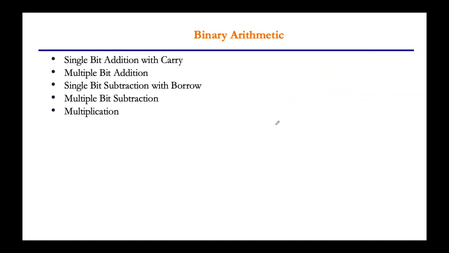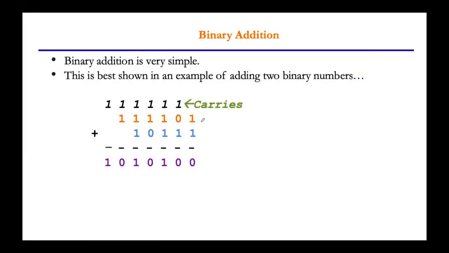Similarly, for the multiple bit addition, suppose we have two binary numbers, and adding them. By adding the single bits, as said, 1 and 1 is 10, so 1 becomes carry and 0 is here. Then 1 and 0 is 1, and 1 and 1 is 10. So 0 here, 1 is carry.